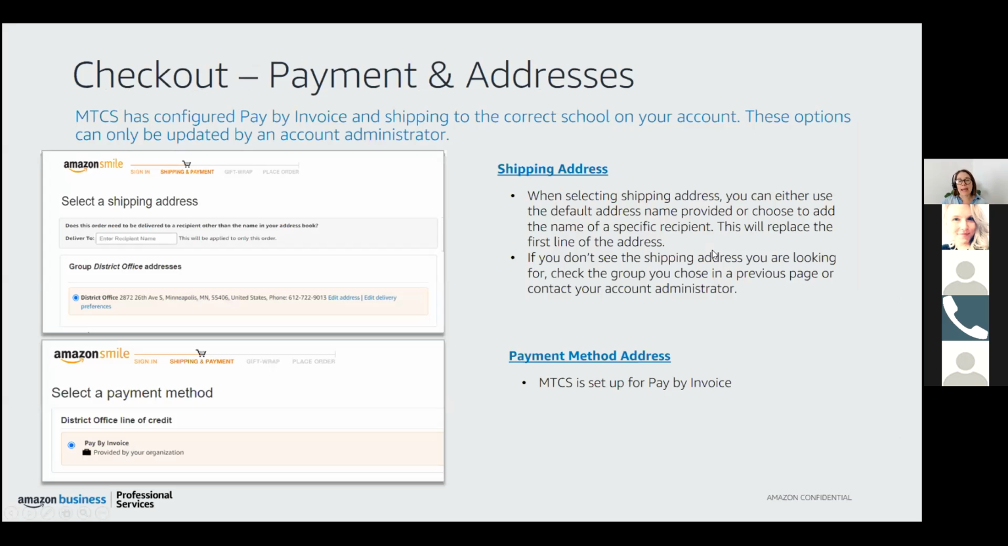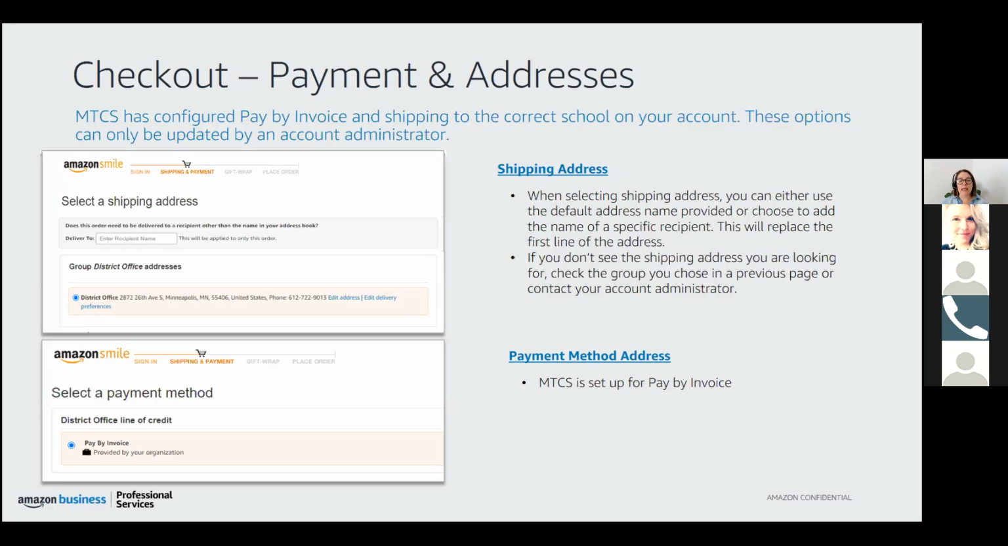When you go to checkout, you are configured for pay by invoice. So no options there. You'll just continue on through the payment page. And the shipping address is configured to the school you're purchasing under. So these options can both only be updated by an account administrator. I know that there is one school not quite open yet, so we've changed that default address and we'll change it back once that school is ready for shipments.